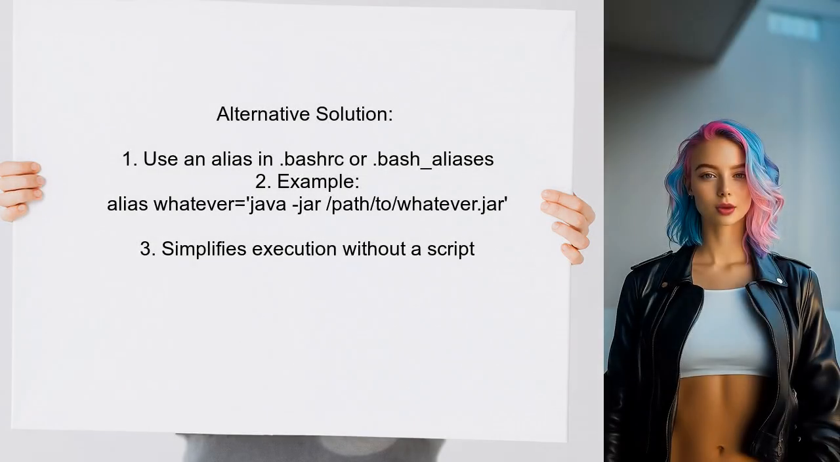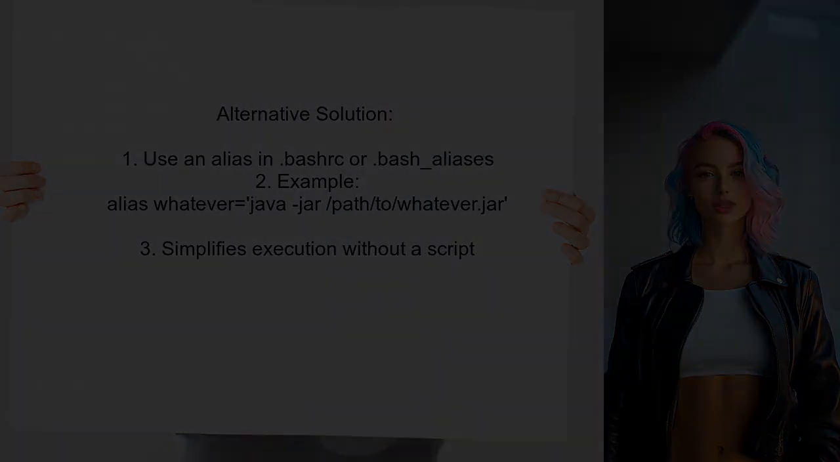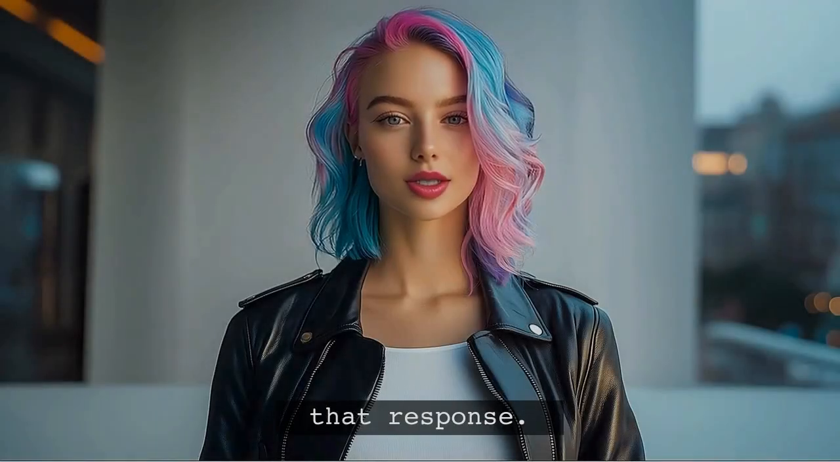An alternative approach to converting a jar file to a Linux executable is to use an alias. Instead of creating a shell script, you can add an alias to your .bashrc or .bash_aliases file. For example, you can write alias whatever='java -jar /path/to/whatever.jar'. This method simplifies the process without the need for a separate script. That's it for that response.